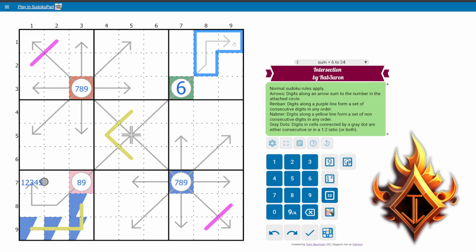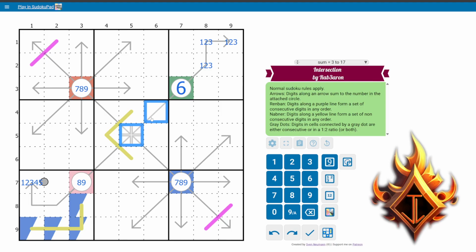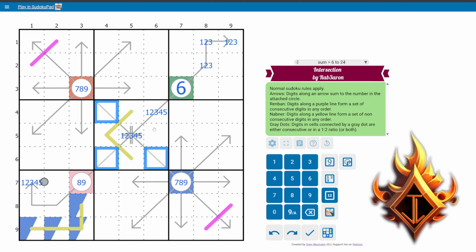Now this is 1, 2, 3. This is either 5, 1 or 2, 4. Six can go on someone else's arrow though. If it does, 6 can go on the Nabner with 8 or 9 though as well, without issue. But since that is 1, 2, 3, 4, 5, yeah, these can be 2 through 8.